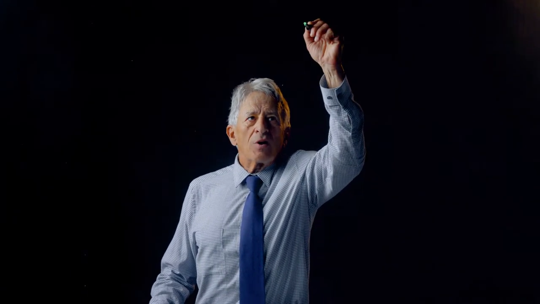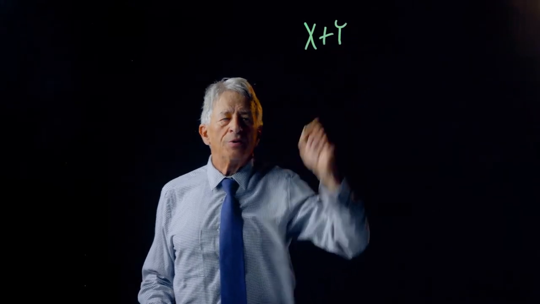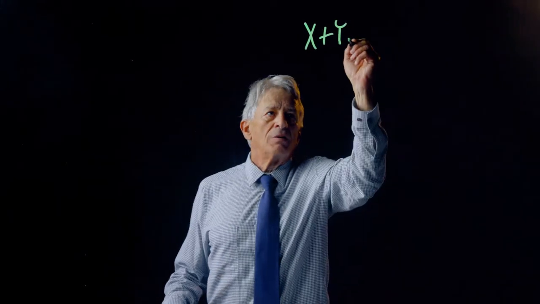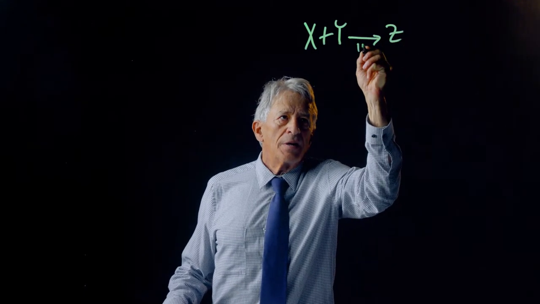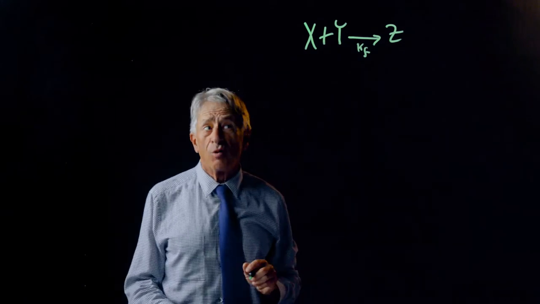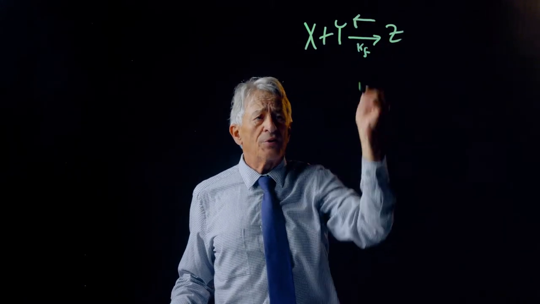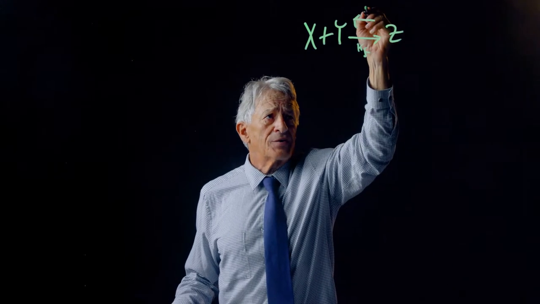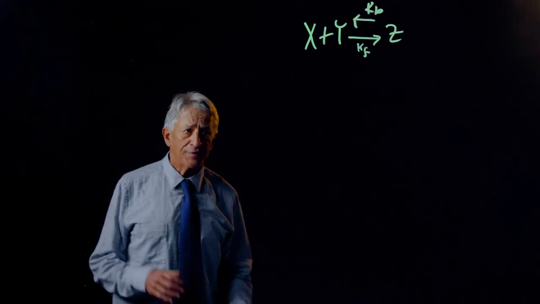Let's take a little bit more complicated example now. Let's include a back reaction. So X plus Y is going to go to Z, and the K there is going to be K forward. And then Z is going to dissociate back into X and Y, with a rate constant of KB.